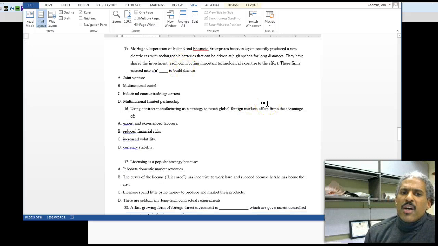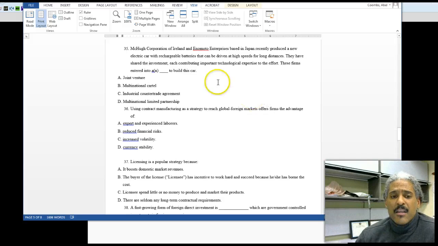35. McHugh Corporation of Ireland and Enomoto Enterprises, based in Japan, recently produced a new electric car with rechargeable batteries that can be driven at high speeds for long distances. They have shared the investment. Each contributed important technical expertise to the effort. These firms have entered into an A, joint venture to build this car, right?